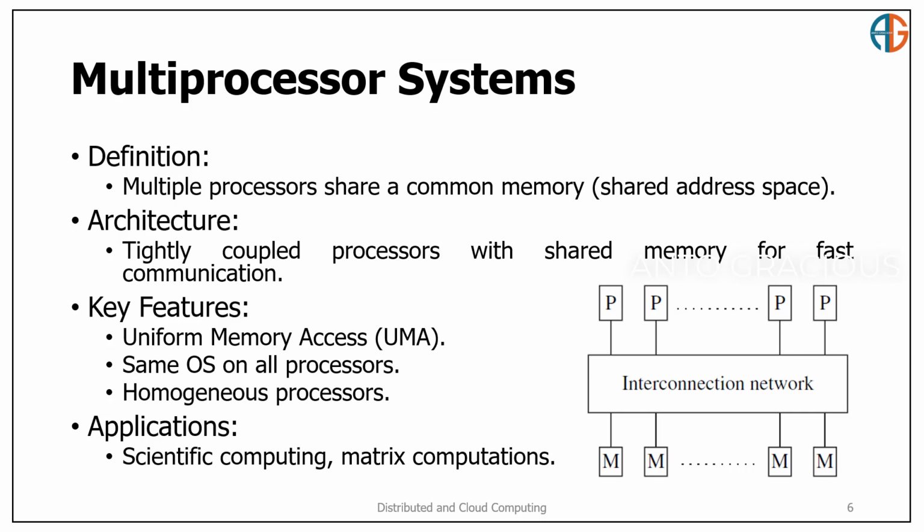The key features include: uniform memory access, where every processor accesses memory at the same speed; shared operating system, where all processors run under the same operating system; and homogeneous processors, where all processors are identical. An example of this is IBM's Blue Gene, a supercomputer that uses multiprocessor architecture to handle complex simulations like protein folding.